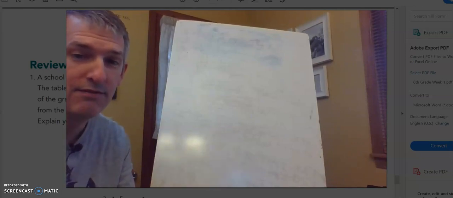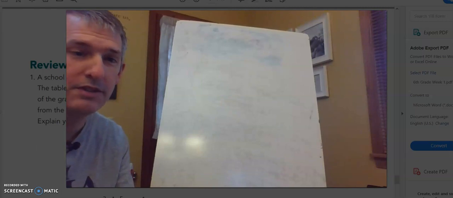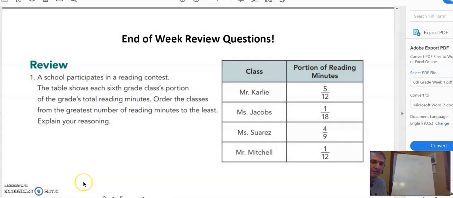So here we go. All right, first question on the review page asks, a school participates in a reading contest. The table shows each 6th grade class's portion of the grade's total reading minutes. Order the classes from greatest number of reading minutes to the least. So I'm going to write that up here so we don't forget. We want greatest to the least.